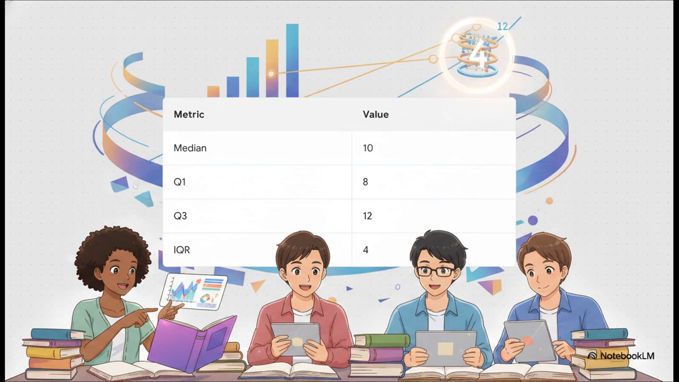The median number of textbooks for these 20 students is exactly 10. The lower half's median, our Q1 checkpoint, is 8. The upper half's median, our Q3 checkpoint, is 12. And to find our protective IQR, we just take 12 minus 8. That gives us an interquartile range of exactly 4 textbooks, perfectly representing our typical middle-of-the-pack students.